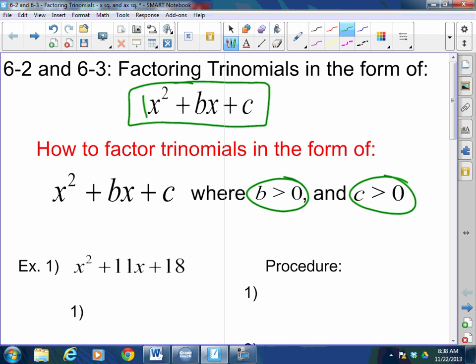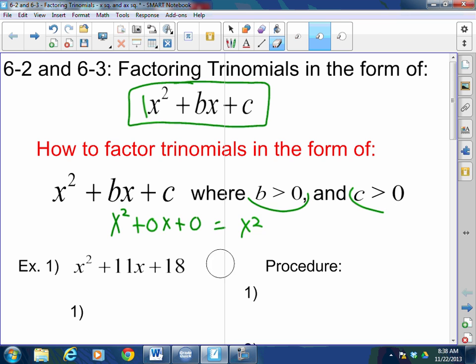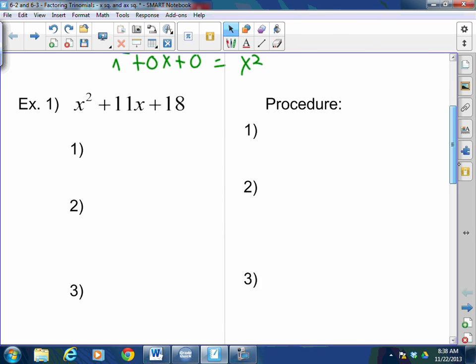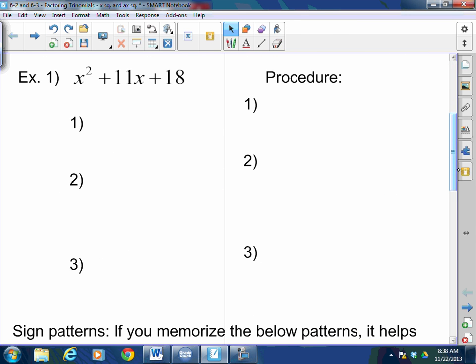Why? Because think about it. If I had x squared plus 0 times x plus 0, wouldn't that just equal x squared? How can you factor out a monomial? There's nothing to factor, right? It's just one little term. So b and c have to be greater than 0. Greater than, not equal to. Let me go back on that. Not equal to, just greater than 0. And they could be less than 0 too, actually. Okay, so let's get right to it, because this is really simple.